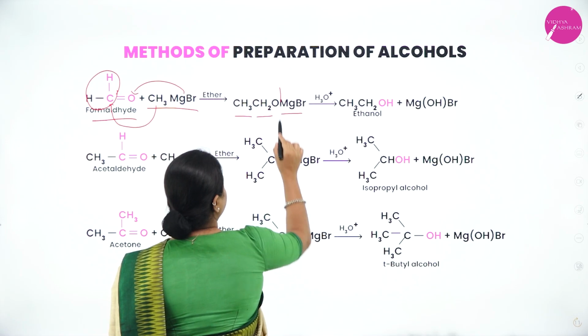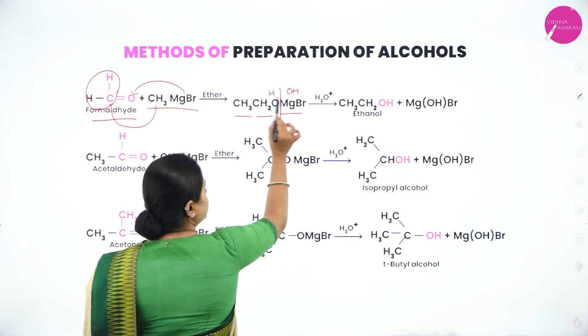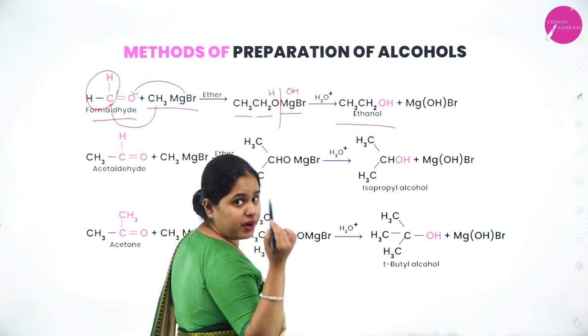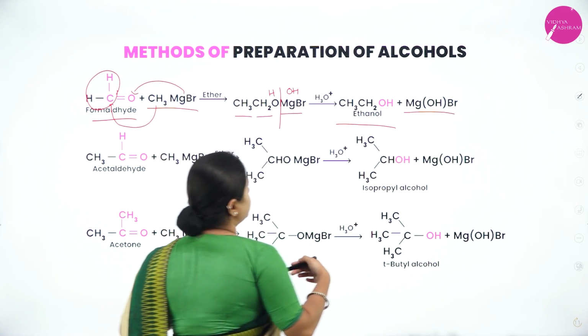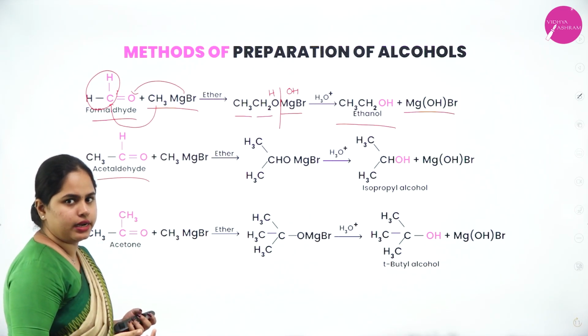Now hydrolysis will take place. H will be added here, OH will be added here. So you're going to get CH3CH2OH, that is ethanol, which is a primary alcohol. And you're going to get MgOHBr. Clear? Now the next one is acetaldehyde, which is a higher aldehyde.